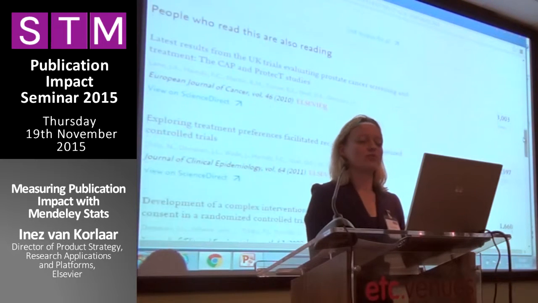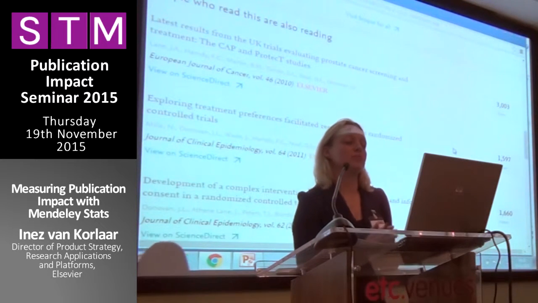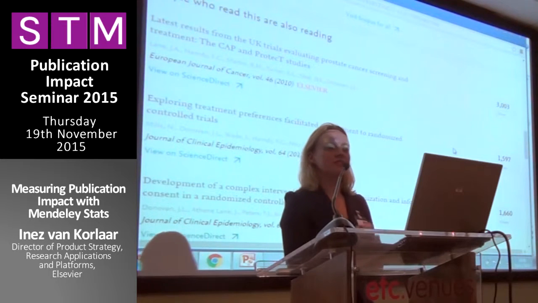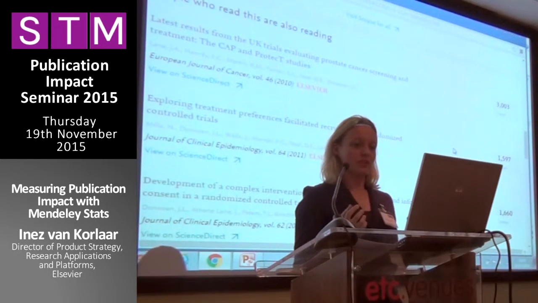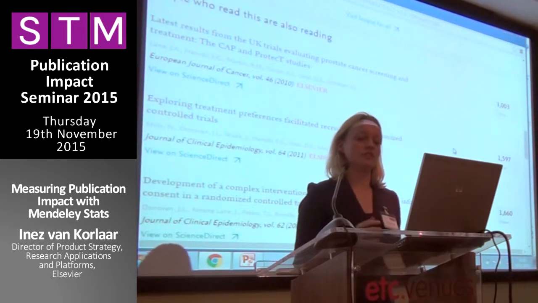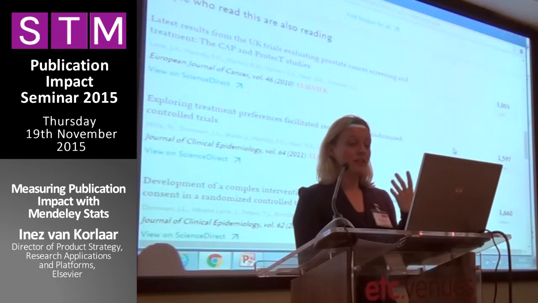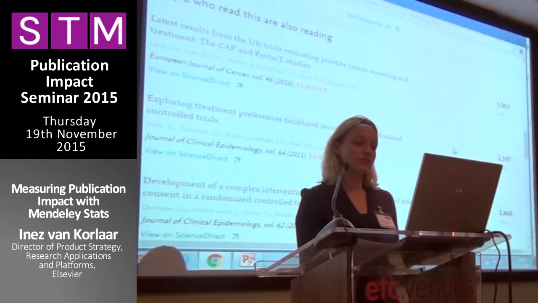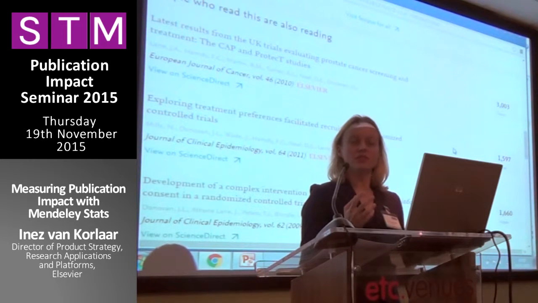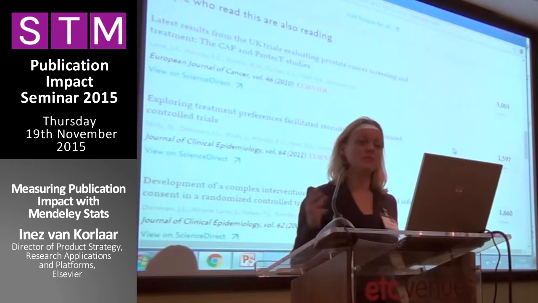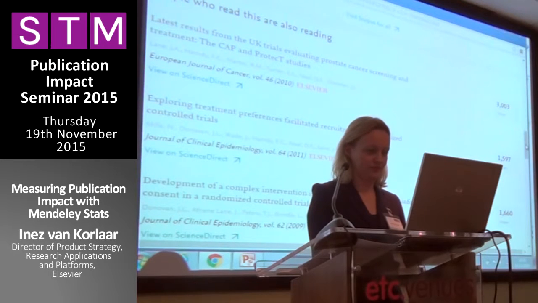People who read this are also reading. That's our article recommender. So what we did is we looked at the ScienceDirect platform and we developed an algorithm which gives us information about which articles are read by the same users. So we're giving David here information about which articles were of interest to his audience, which gives him a lot of information about in which context people are reading his articles.